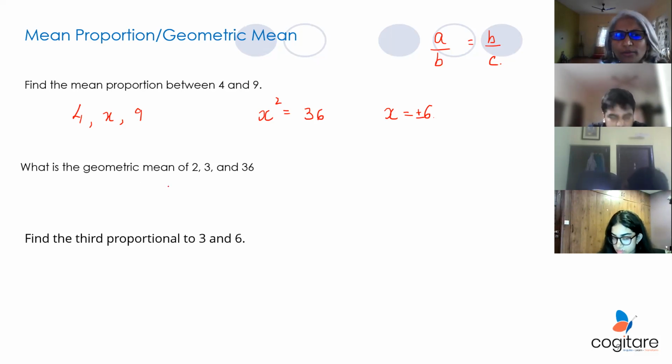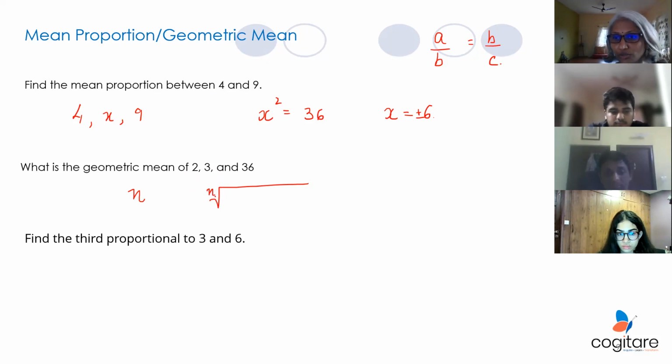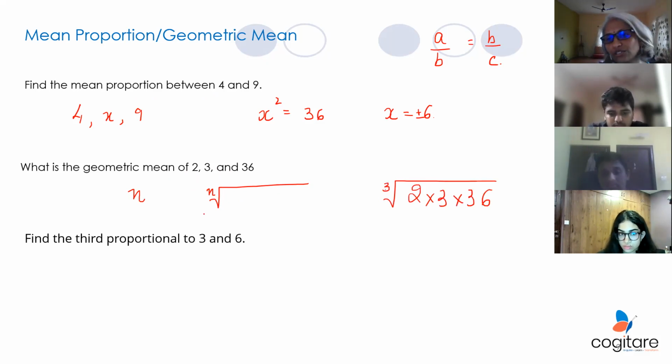Okay, guys, cool. What is the geometric mean of 2, 3, 36? How do we do this? You know how to find the geometric mean between 4 and 9. How will you find it between 3 numbers? Do we multiply all of them and find the cube root? Okay, remember this. If you have to find the geometric mean of n numbers, you will multiply all those n numbers and find the nth root. If there are 3 numbers, you will multiply 2, 3, 36 and find the cube root.